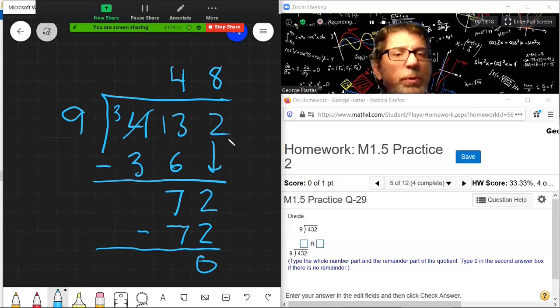Fourth step is to bring down the next number, but there are no more numbers to bring down. We're done. So this is our remainder. The quotient is 48. Remainder is 0.